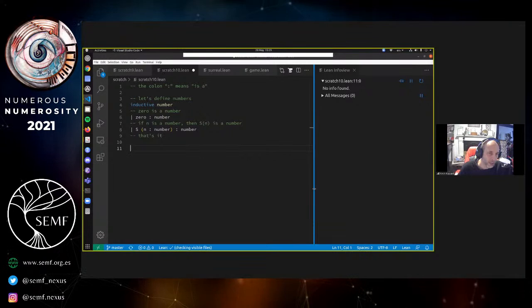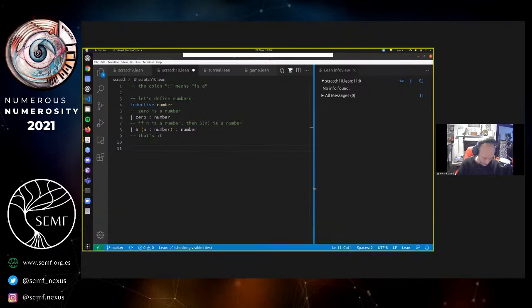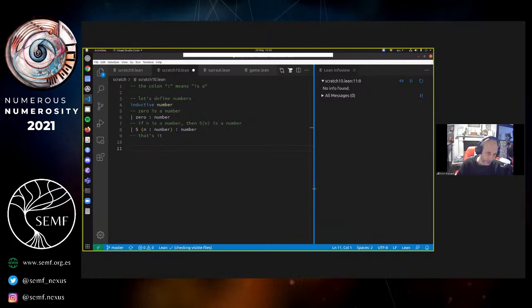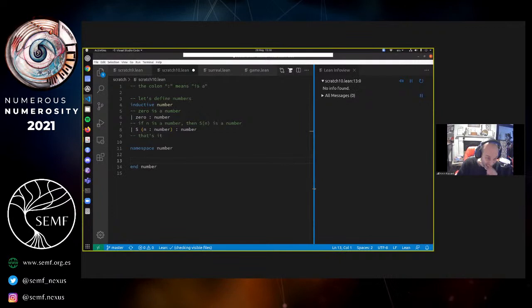And so now the next question I want to talk about is what numbers can we make now? Of course, we can make zero because we postulated that zero is a number. So now we're in some abstract mathematical universe. Now I want to move into a subspace of that universe, straight to the place where number is defined. So let's move into the number namespace, which is the part of the system where numbers are defined.